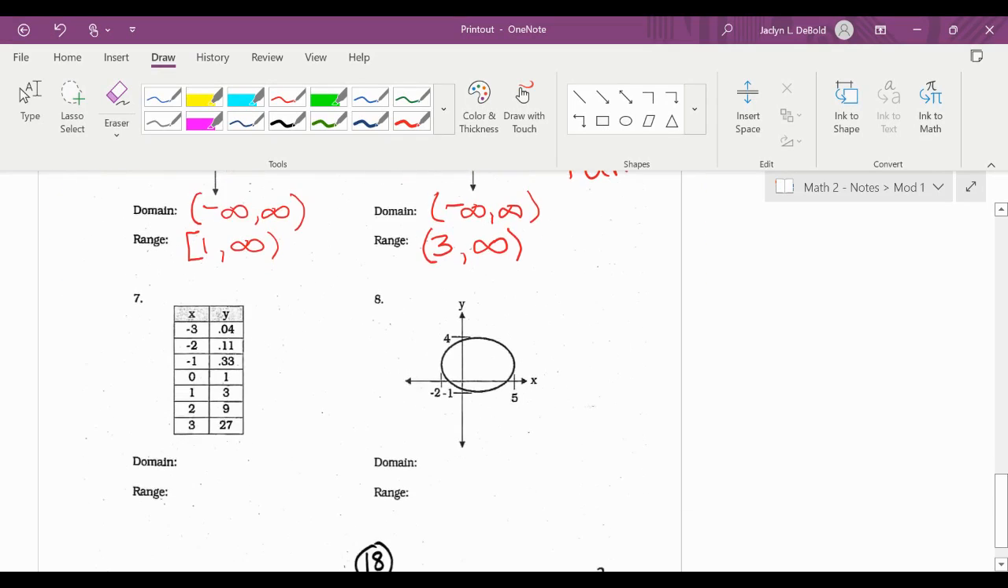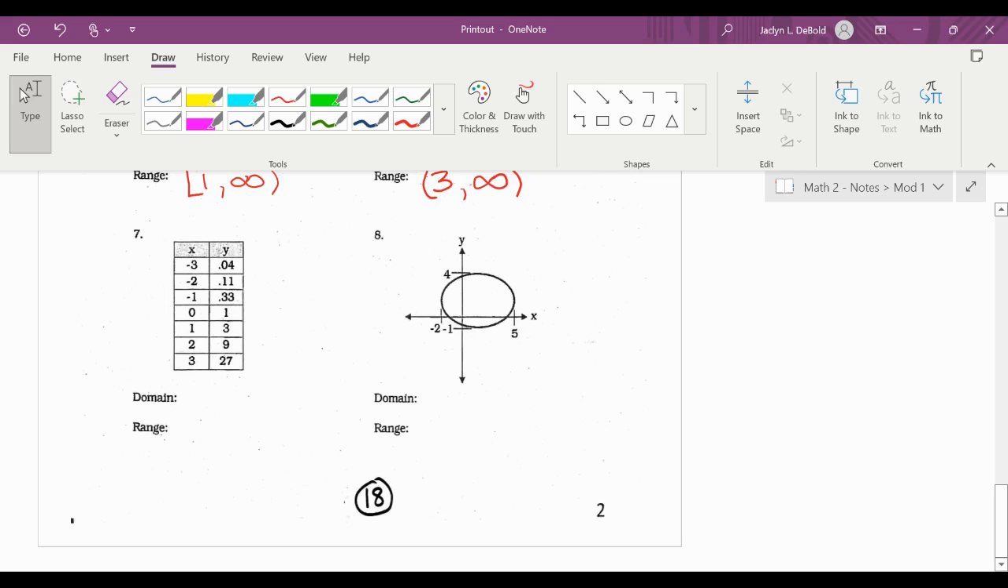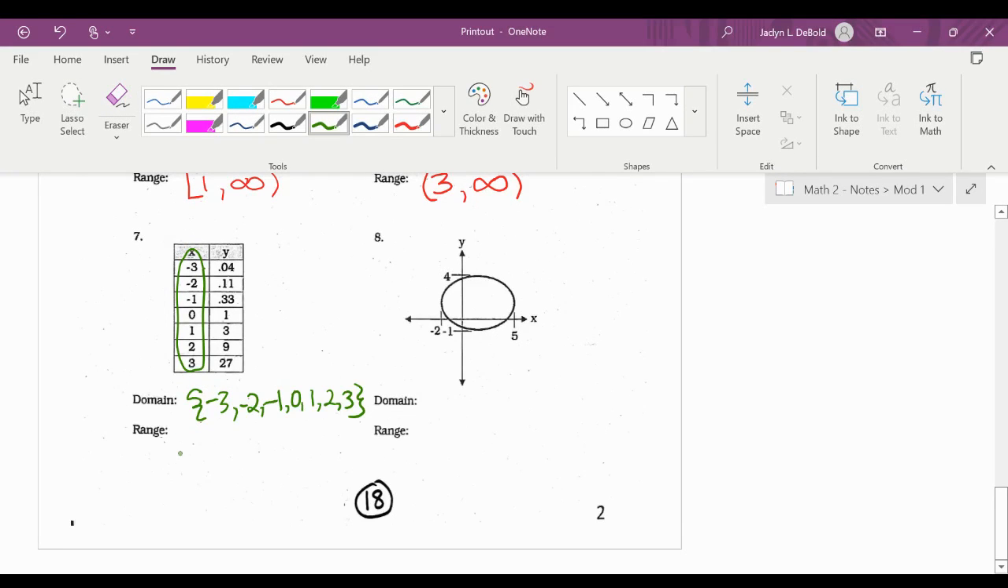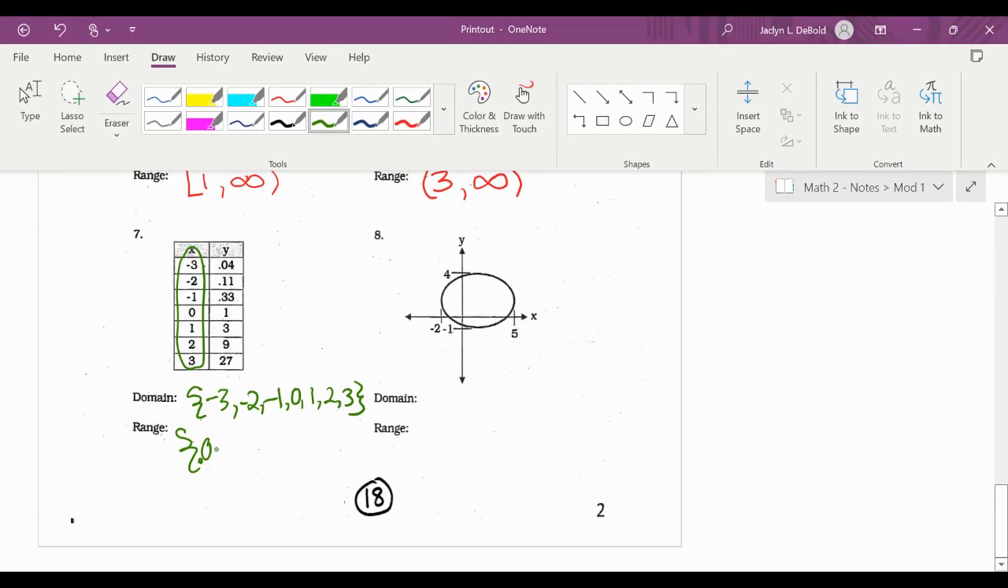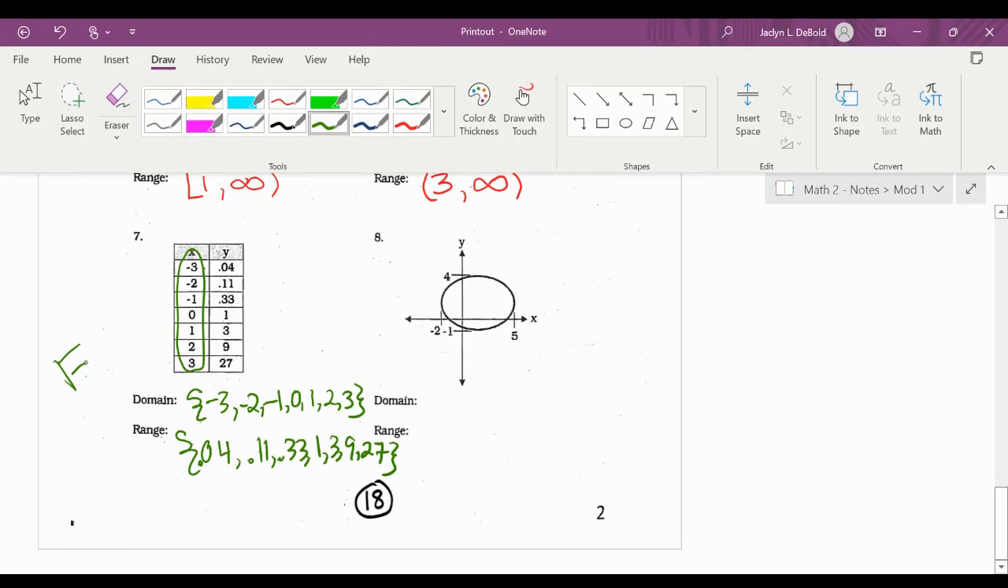And then for the last 2, same thing. If I look at my domain, I'm going to list it all out. It's already in numerical order for me, and same thing with the range. And then for if it's a function, I don't see any repeated x values, so this one is a function.